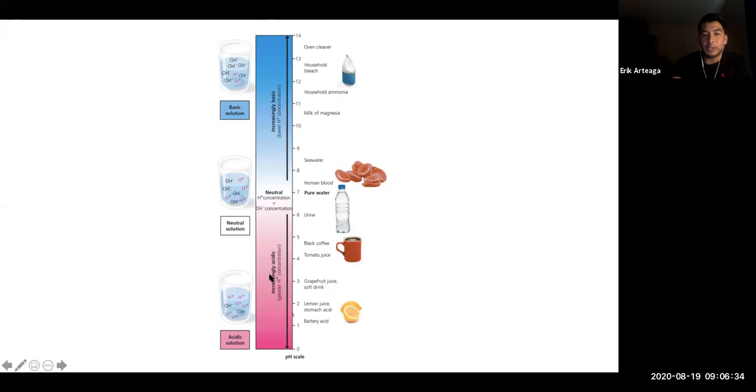So here we have a couple of different solutions that we have around the house. Household bleach is very basic. Ammonia, milk of magnesia, very basic. Seawater, slightly basic. We have pure water, which should be neutral at 7. Blood should be around neutral. Urine is getting acidic. We have black coffee, acidic. Tomato juice, acidic. Lemon juice is very acidic. That's why they tell you not to eat lemons. And then we have battery acid, and we'll probably get into the high concentration acids further below. Okay, so just know that acidic pHs are going to be 7 to 1. Basic pHs are going to be 7 to 14.